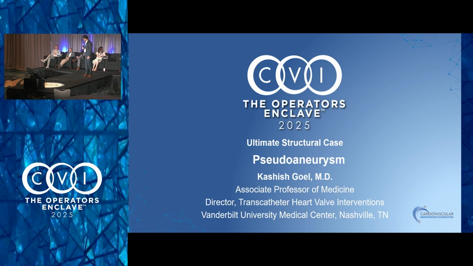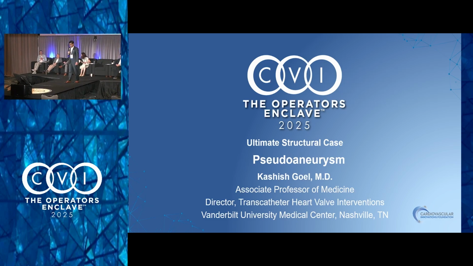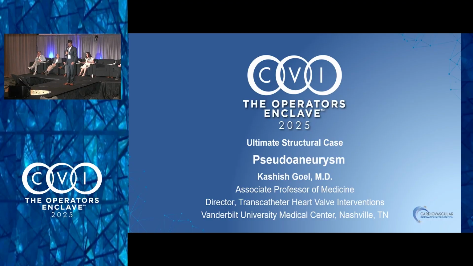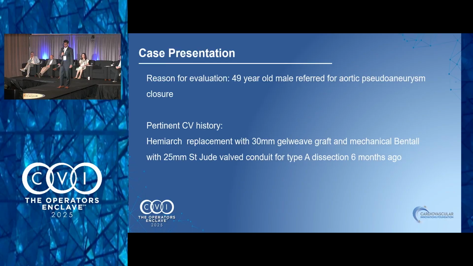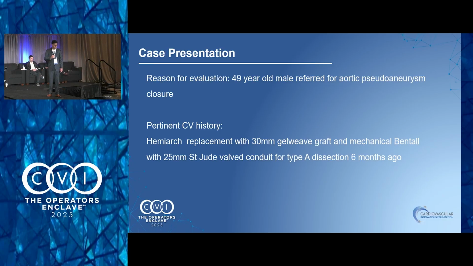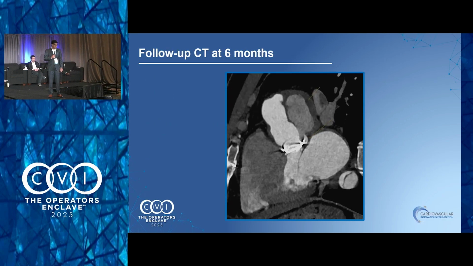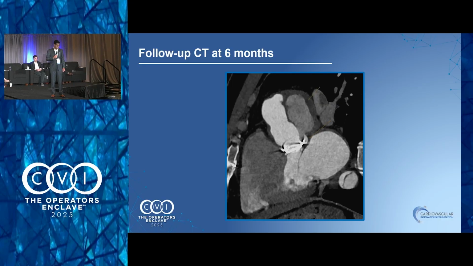Thank you. So again, a great conference and great cases. We'll start with this pseudoaneurysm case here. These are my disclosures. This is a 49-year-old male referred for aortic pseudoaneurysm closure. He had a hemi-arch replacement with a 30-millimeter graft and a mechanical Bentall with a 25-millimeter St. Jude conduit for Stanford type A dissection about 6 months ago, and had this follow-up CT at 6 months. That's when the surgeon called me.